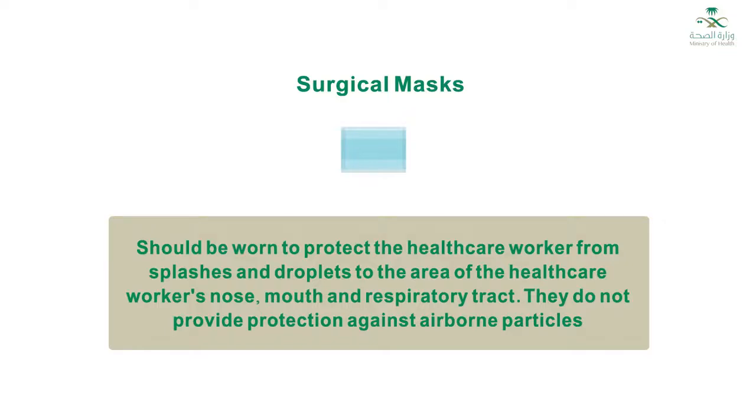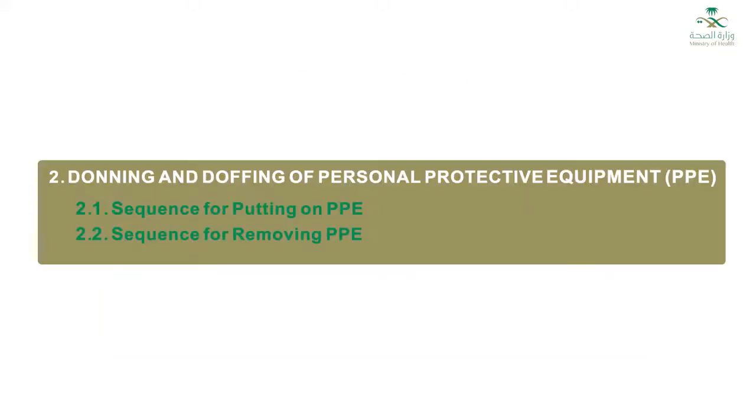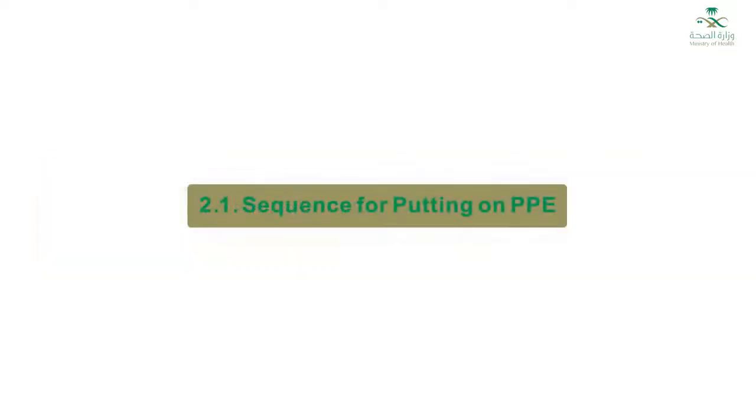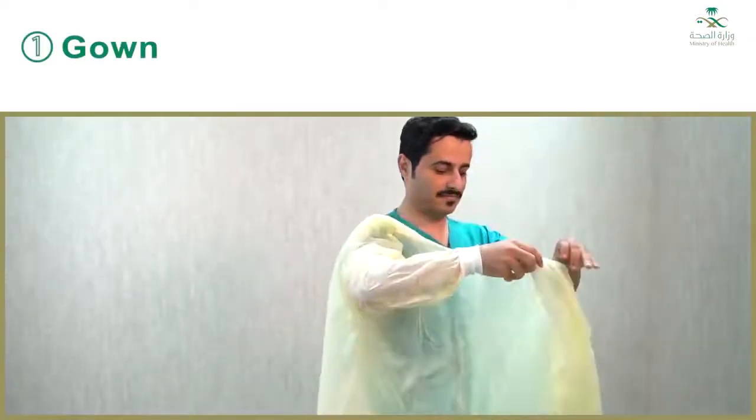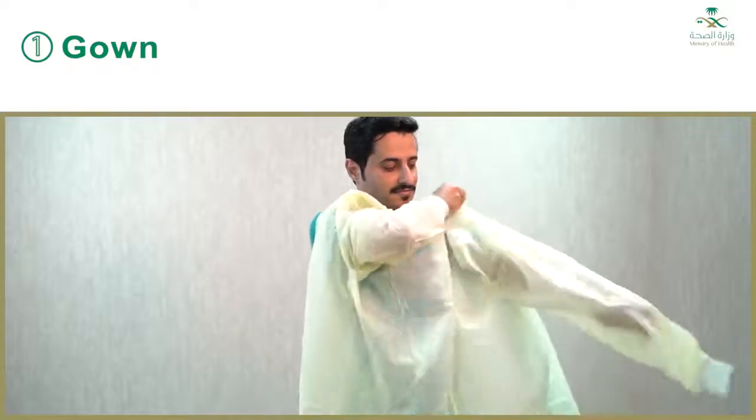They do not provide protection against airborne particles. Donning and doffing of personal protective equipment, or PPE. First, the sequence for putting on personal protective equipment, or PPE. 1. Gown. Fully cover torso from neck to knees, arms to end of wrists, and wrap around the back.